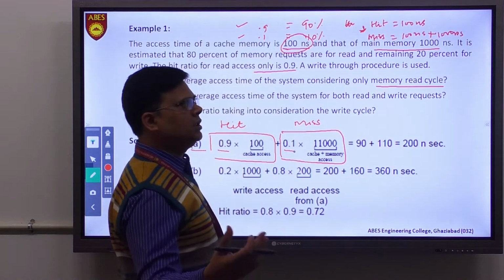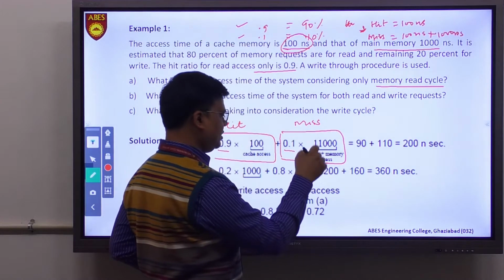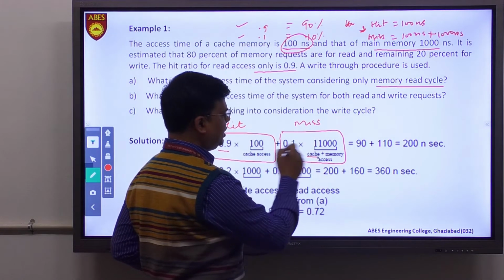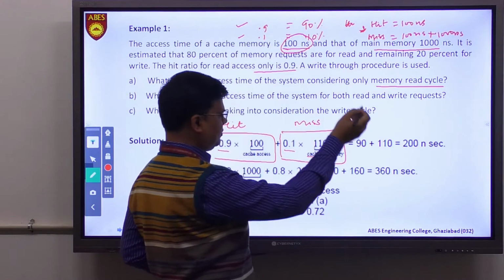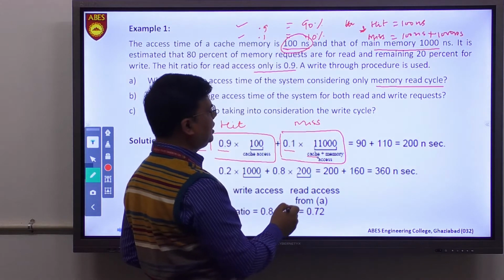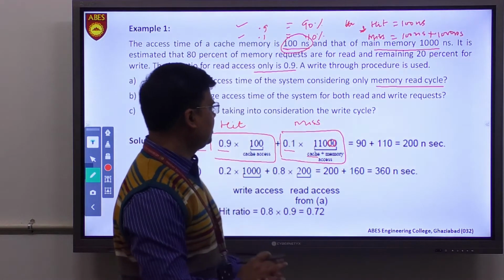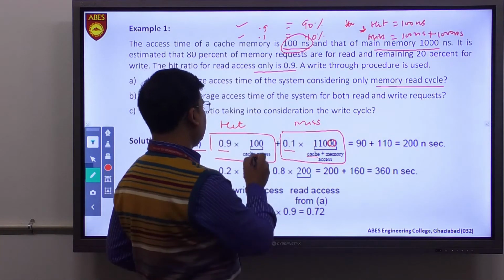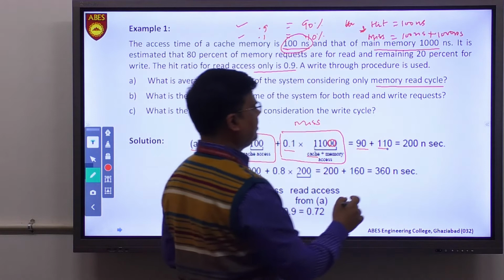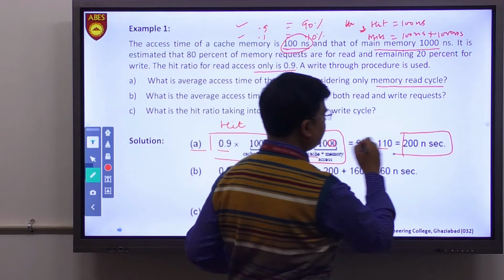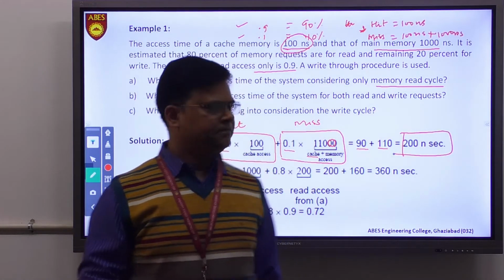The remaining 10% or 0.1 are the miss operations, and for that purpose we will access the data from the main memory. Main memory access is the cache access to identify that there is a miss, 100 nanosecond, and 1000 nanosecond for memory access from main memory. So it will become 1100. This is misprinted; this is exactly 1100, not 11,000. So we calculate: this will become 90 and this will become 110. If we add both, it will become 200 nanosecond. So the average access time for this problem will be 200 nanosecond.